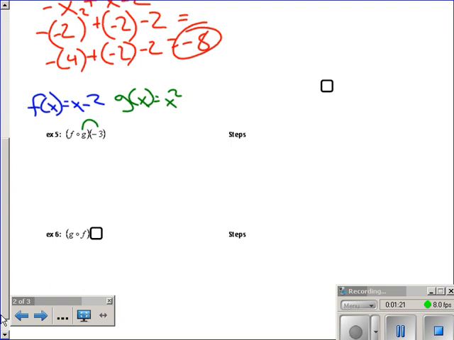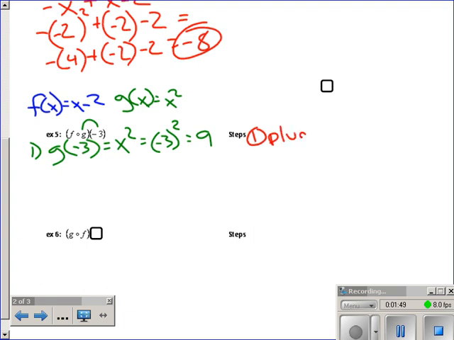So first step, we're going to plug in g of -3, which is basically saying that for x squared, we've got to plug in -3. Call it -3 squared, which gives us 9. So step 1 would be plug in, and we're going to plug it into the nearest function, or the closest function.